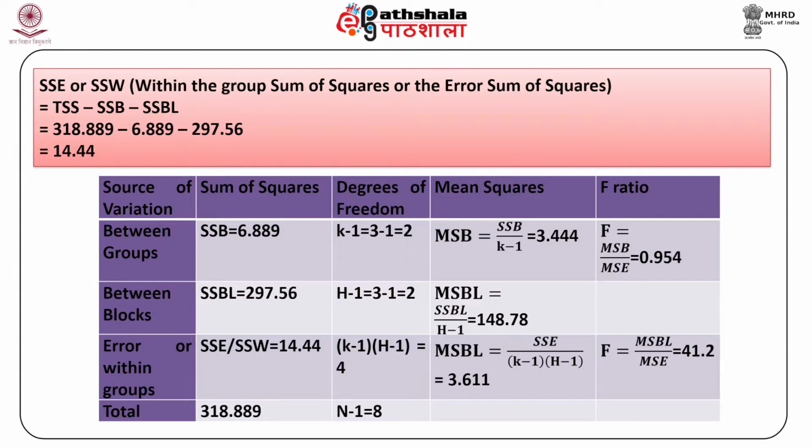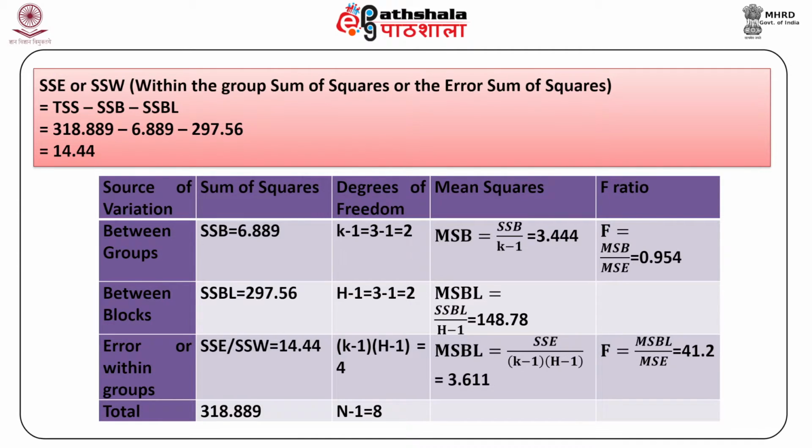We can place all these values in our table, which is given below, and on the basis of these substitutions, we can find out the mean squares as well as the F ratios. In the second column of sum of squares, you can see we have just substituted the values of SSB, SSBL, SSE or SSW and total sum of squares, which are borrowed from the calculations we made just now. Now, if you look at the degrees of freedom, the degrees of freedom for between groups is equal to k minus 1 and therefore is equal to 3 minus 1 equal to 2.